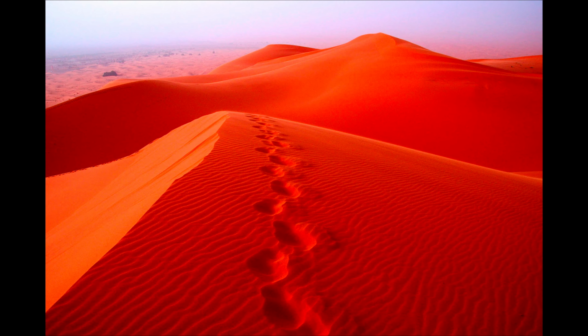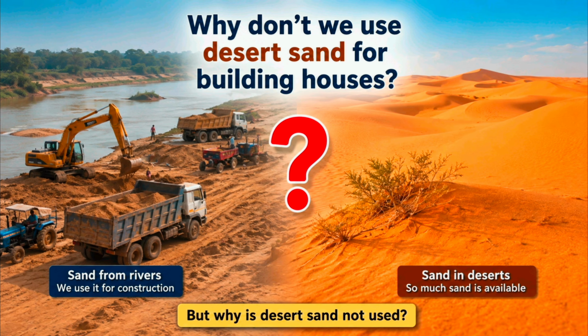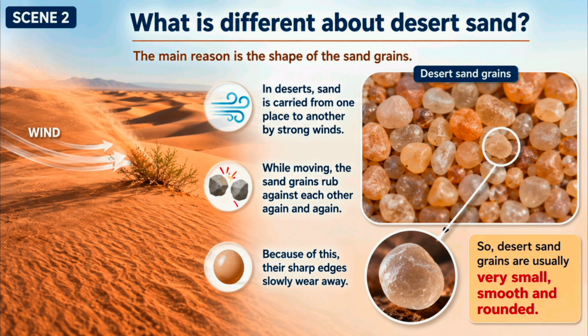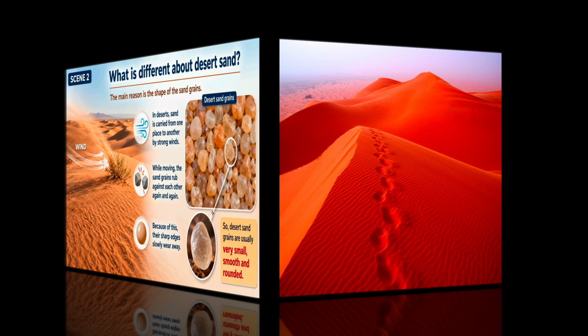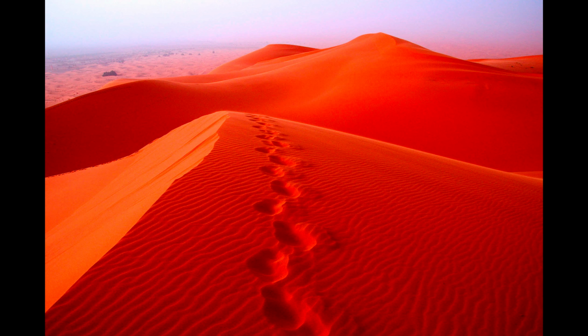Now, we have a simple question. There is a huge amount of sand in deserts, so why don't we use desert sand for building houses? What is different about desert sand? To understand this, we need to look at the shape of the sand grains.